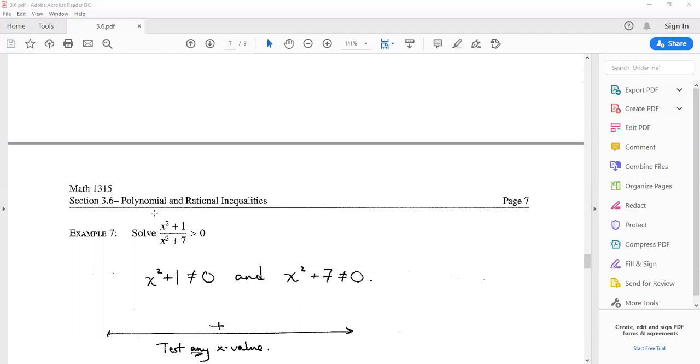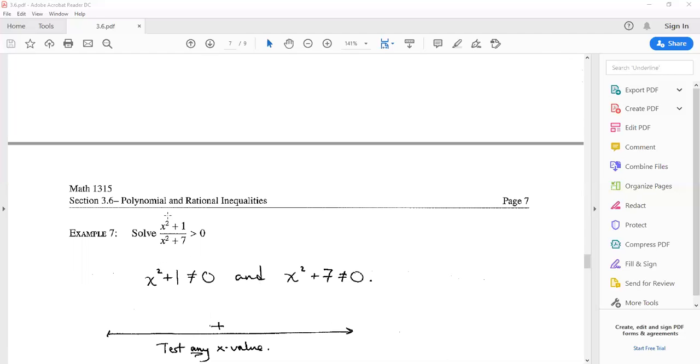Well, x squared is always bigger than or equal to 0, and then adding 1 to that gives us something that's always bigger than or equal to 1. So x squared plus 1 is never equal to 0. And also, x squared plus 7 is never equal to 0 by the same logic. If we take any number and square it, we get a number that's bigger than or equal to 0, and then adding 7 to that gives us a number that's bigger than or equal to 7. So here we have some number that's always positive divided by some number that's also always positive.